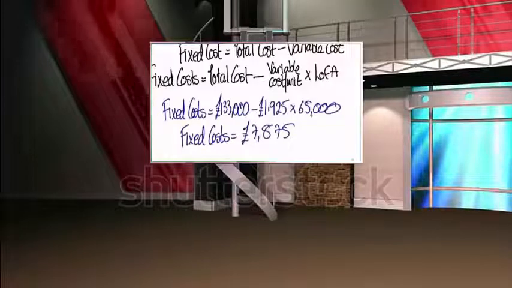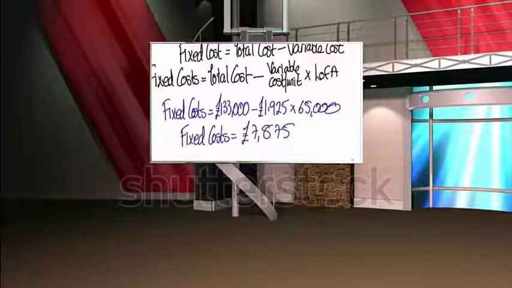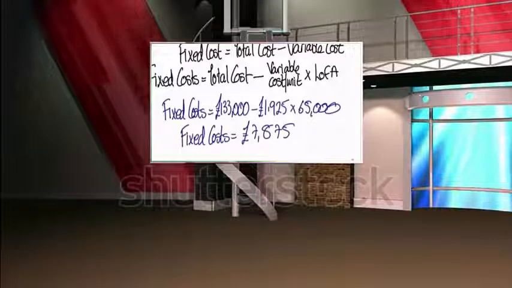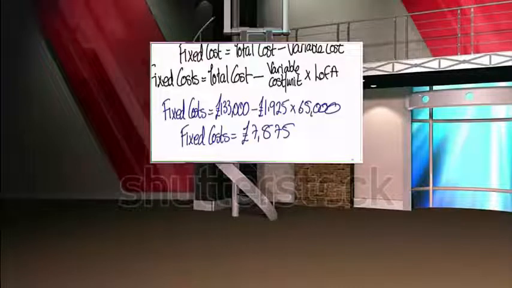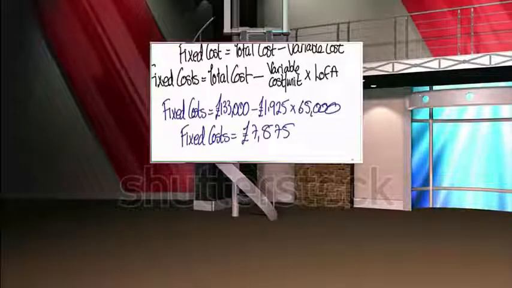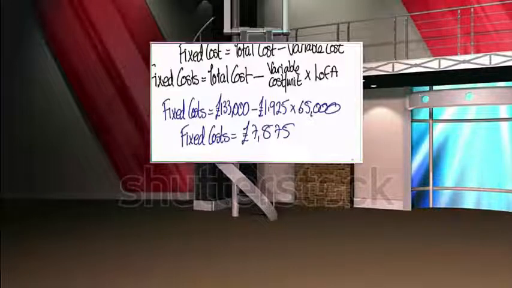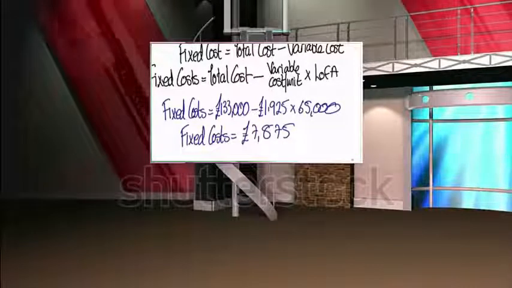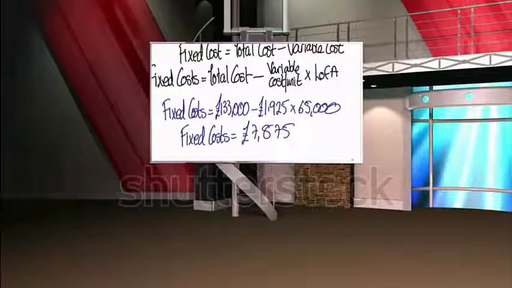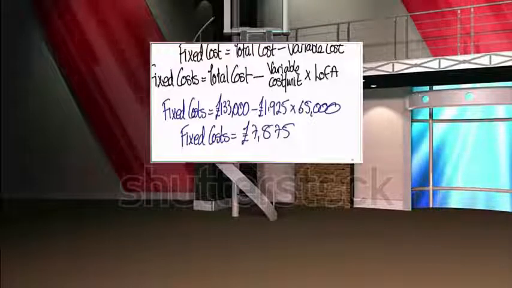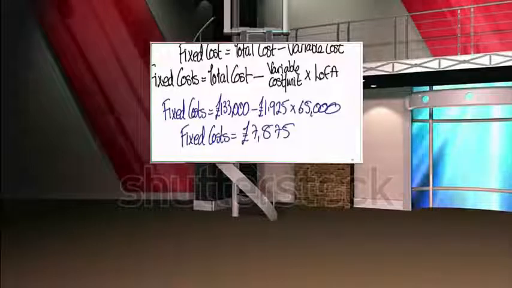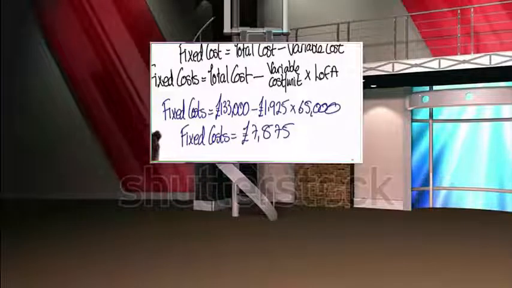We were asked to work out one last piece of information. We were asked to calculate what total costs will be if we produce 165,000 units. Now, if we know the variable cost per unit and we know what the fixed costs are for the company, we can use this information to forecast or estimate what total costs will be at any other level of activity. So let's do that now.